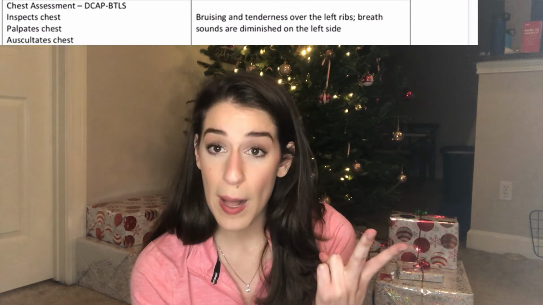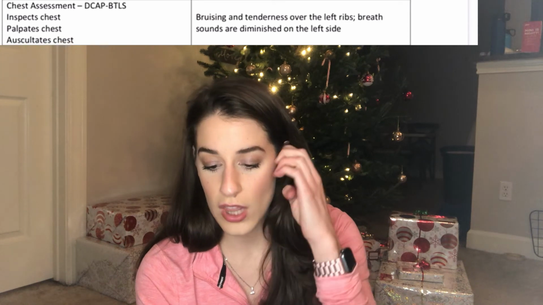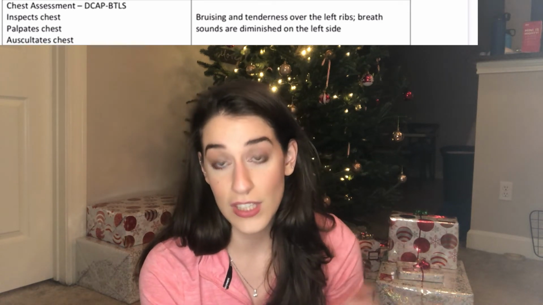You're going to move on to the neck. You're going to check for the tracheal alignment. If there's any tracheal shift, that should give you even more of a clue that there is something going on, leaning more towards pneumothorax. You're going to check for jugular vein distension, which there is none, and then the cervical spine. Then you're going to move on to the chest, inspect, palpate, and auscultate. It says bruising and tenderness over the left ribs. Breath sounds are diminished on the left side.